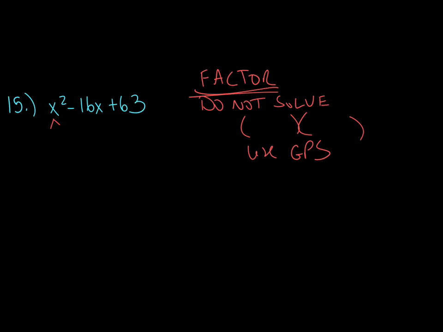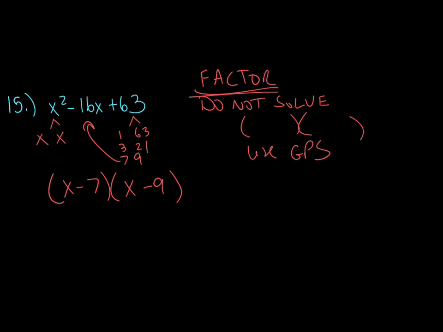The first term factors are x and x. How do I get 63? Well, it could be 1 and 63, which isn't going to help me. 2 isn't going to work. 3 and 21 could work. 4 doesn't work. 5 doesn't work. 6 doesn't work. 7 and 9. And 9 and 7 work because they have to make 16. The only thing is you have to make them subtraction. And that's your answer, just the sets of parentheses.